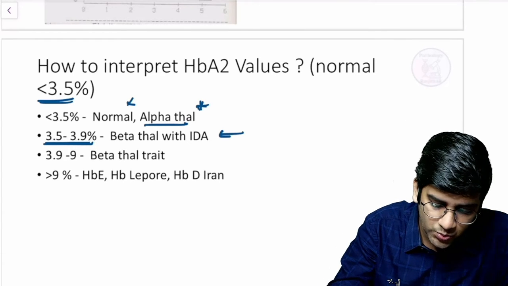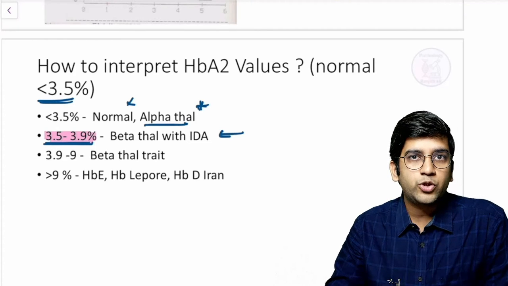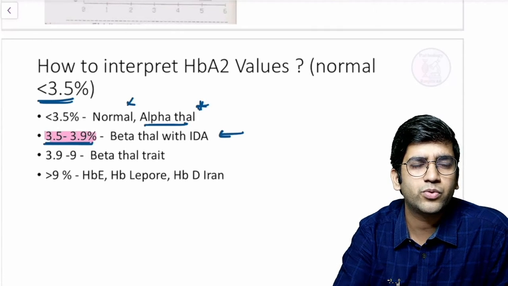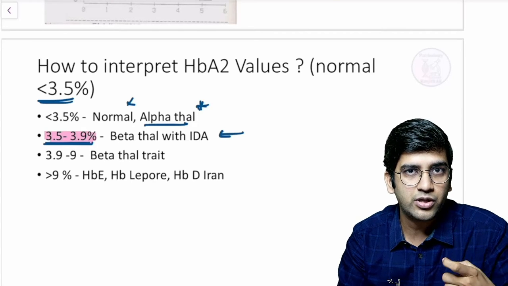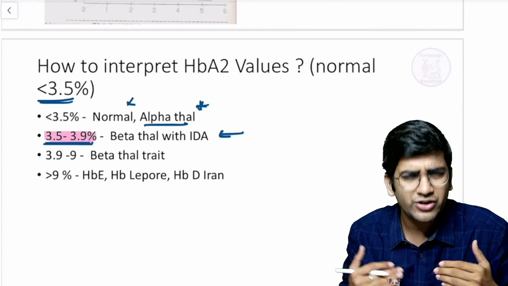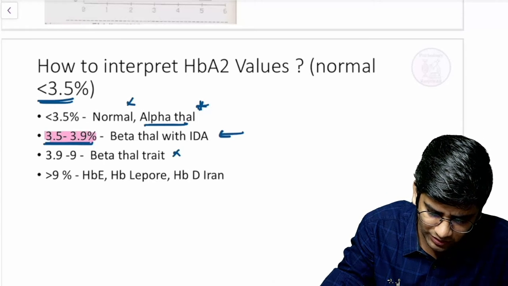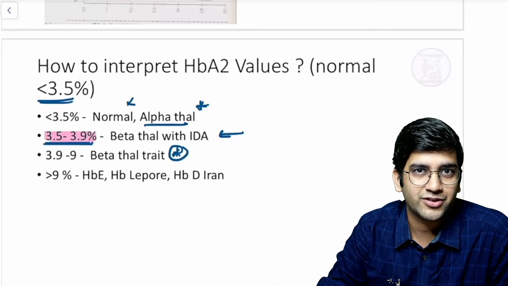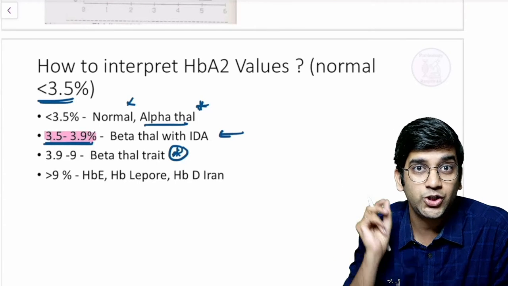So this part is very, very important. I would want you to take an individualized decision. I would say, to be on the safer side, treat the patient, correct the iron deficiency anemia, and if you want, repeat the HPLC to be perfectly correct, right? But 3.5 to 3.9, think of beta thal. 3.9 and above, till 9%, it's undoubtedly beta thal trait. There's only one guy here. That's an important thing. More than 9%. Most of the time, more than 9%, or even like 3.9 to 9 also, I might think of this.